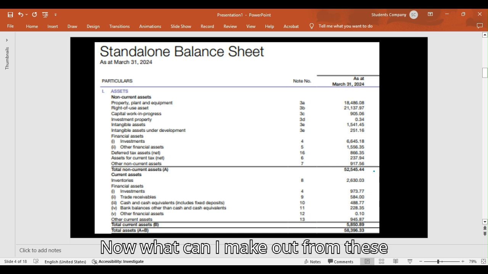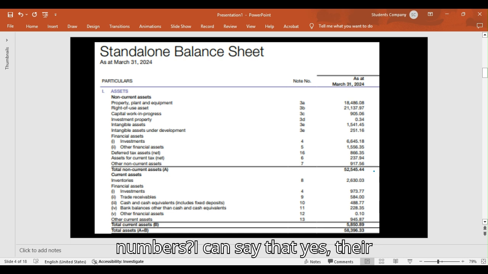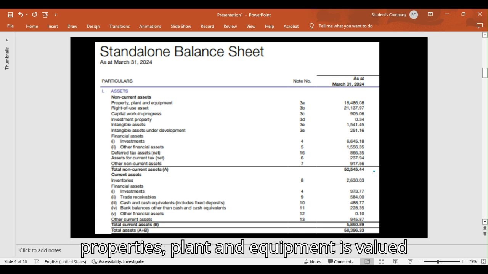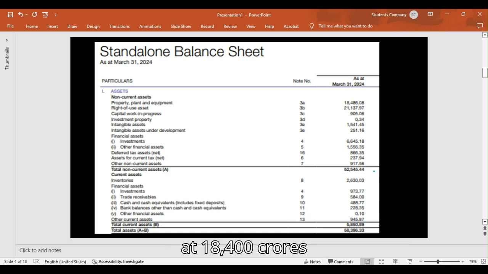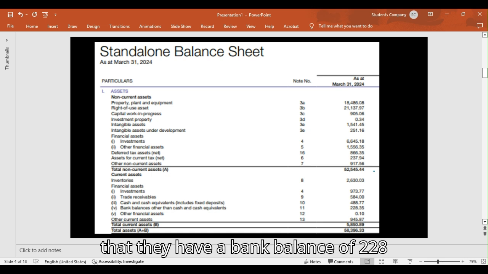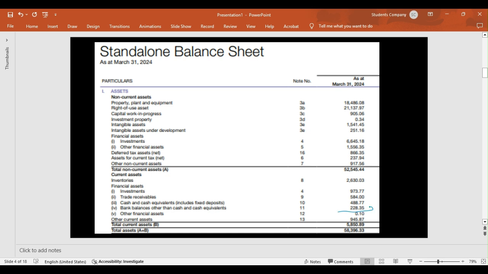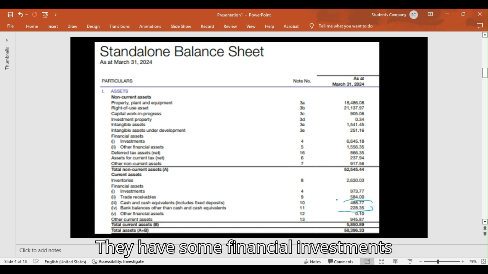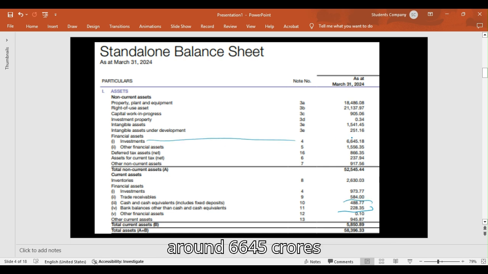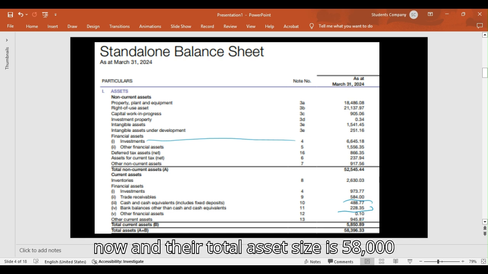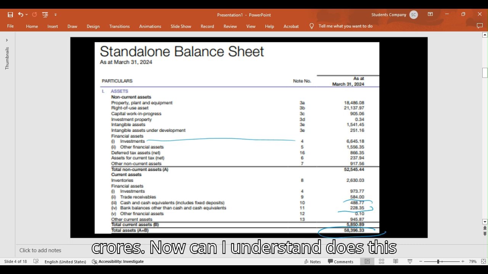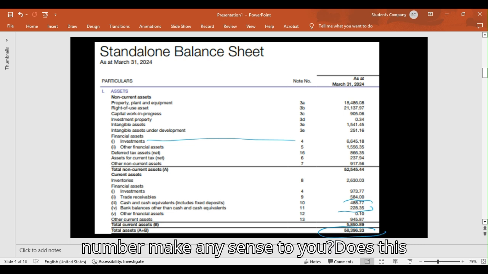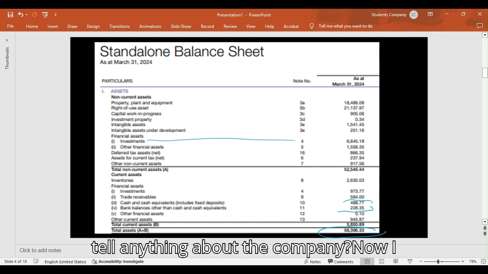Now, what can I make out from these numbers? I can say that yes, their property, plant, and equipment is valued at 18,400 crores. That they have a bank balance of 228 crores. Their cash balance is 488 crores. They have some financial investments around 6,645 crores. And their total asset size is 58,000 crores. Now, does this number make any sense to you? Does this tell anything about the company?